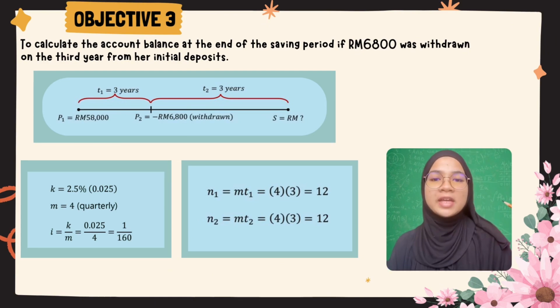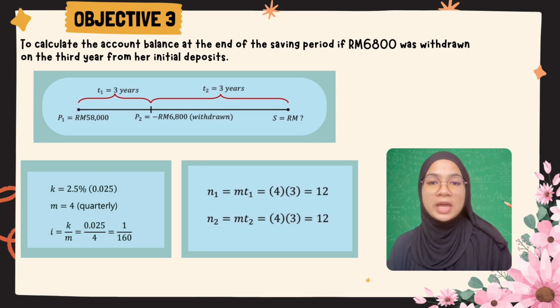So let's continue. K equals 2.5%, equivalent to 0.025. M, which is the frequency, equals 4, quarterly. We want to find I equals K over M equals 0.025 divided by 4, and we get 1 over 160. Next, we want to find N1. N1 equals M T1 equals 4 multiplied by 3, and we got 12. Lastly, N2 equals M T2 equals 4 multiplied by 3, and the answer is 12.